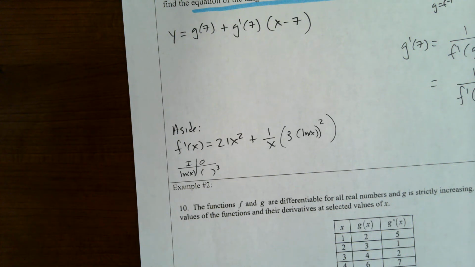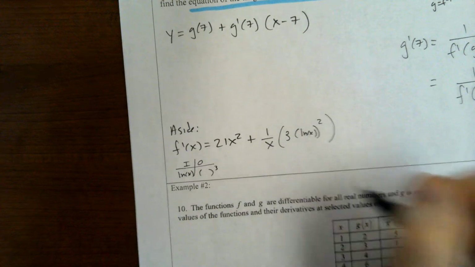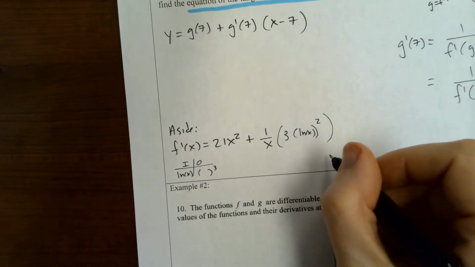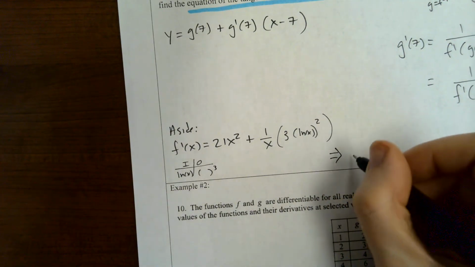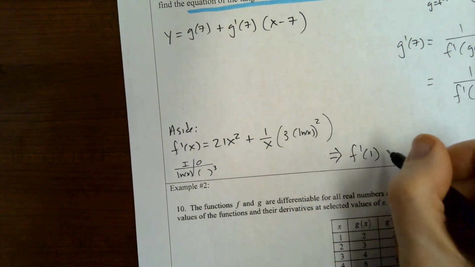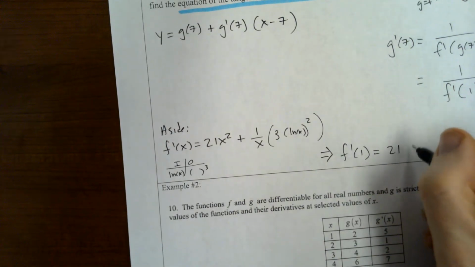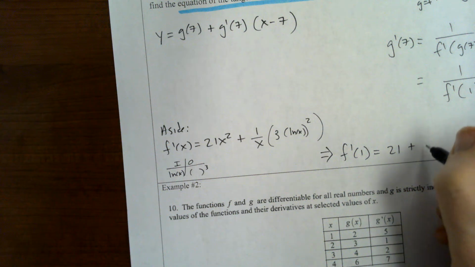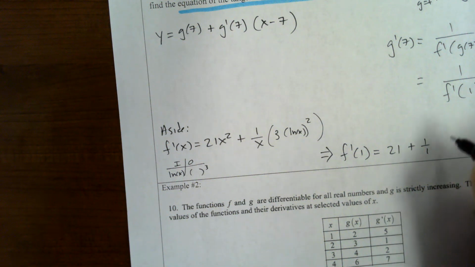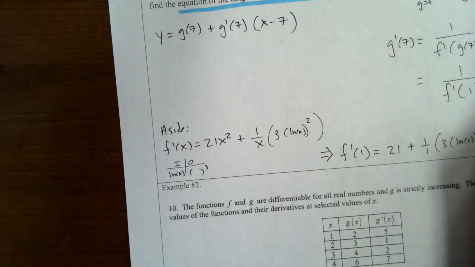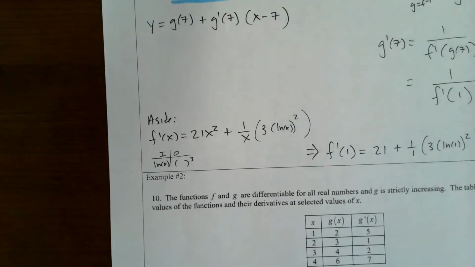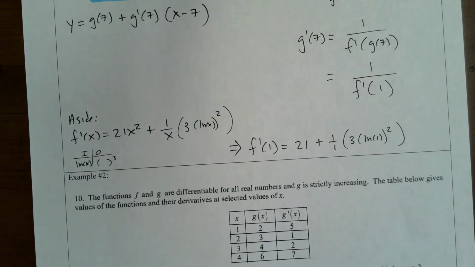Okay, so it'll be like this. So then we've got f prime of 1 equal to 21 plus, that's just 1 over 1 times 3 natural log of 1 squared. Guys, the natural log of 1 is 0. All right, that is something that we just need to be really fast about.